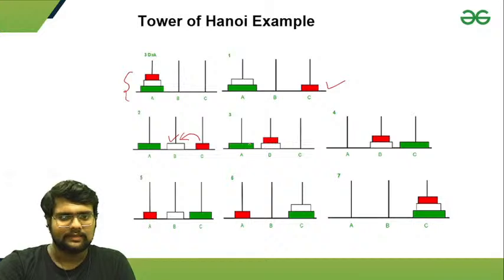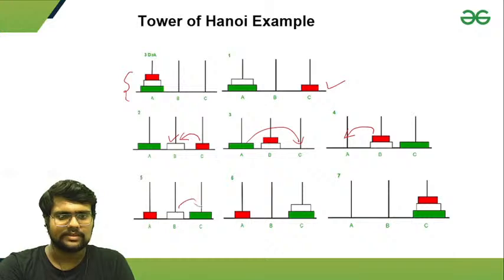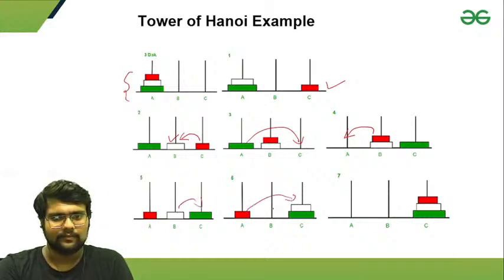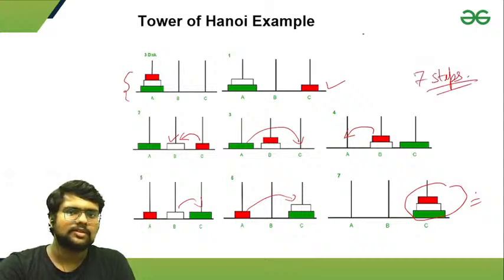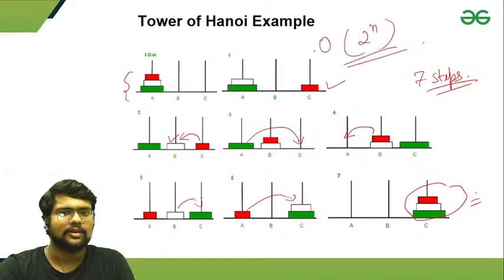Okay. Then we place A to C. Okay. Then we place this small disk to rod A. Then we move this to rod C. Okay. Then we move this disk from rod A to rod C. So this will be our final output, and it took 7 steps. So the time complexity of this code is also 2 to the power n, for Tower of Hanoi with n disks.